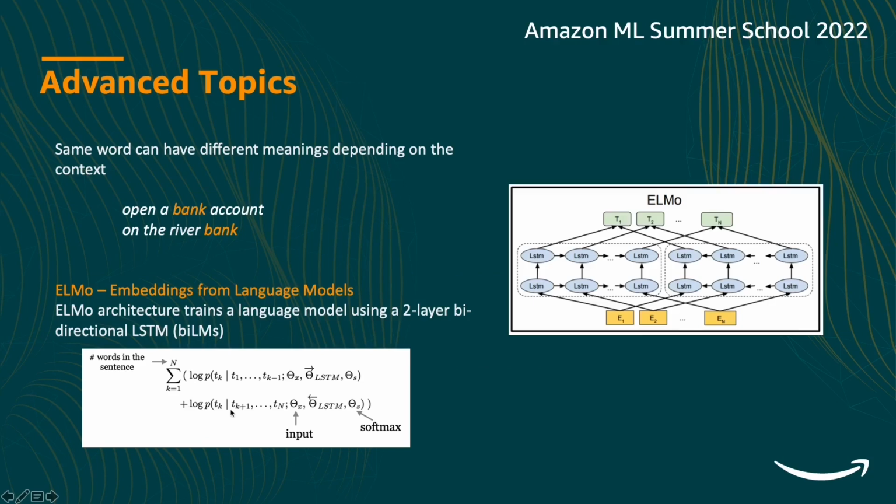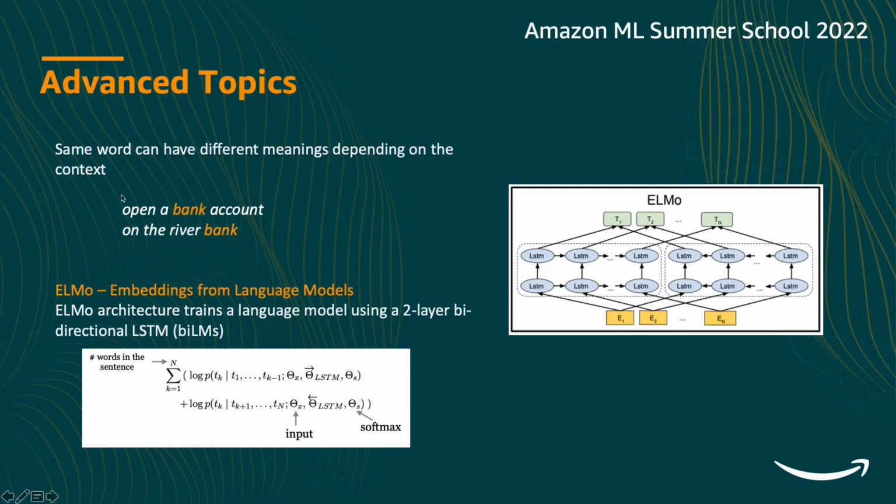So next we discuss some of the advanced topics. One issue with word2vec was that it produces a single word vector for a given word. Now, sometimes the same word can have many different meanings depending on the context in which it is used. So this case is not optimal because they are actually two different words, even though they appear the same.